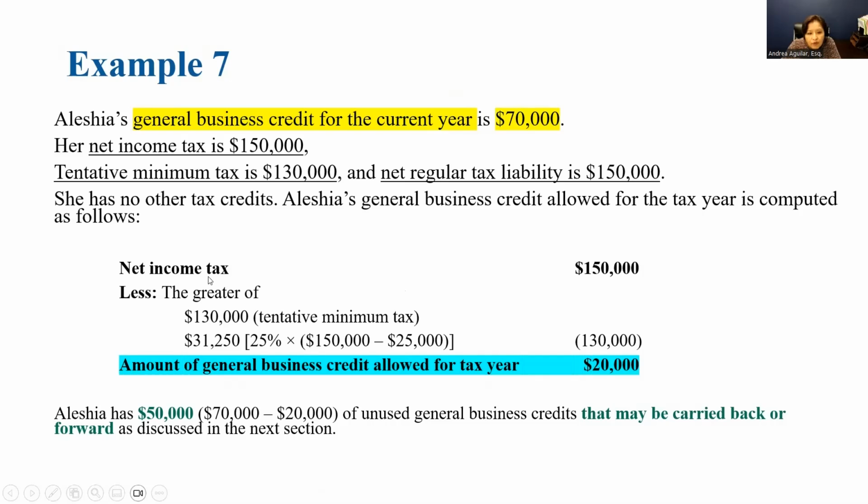$130,000. Okay, what would be my amount of general business credit allowed for the tax year? Well, it would be 150 minus 130. So that is the general business tax credit that Alessia will be able to claim in this tax year. So Alessia has $50,000 in general business credit that she will have to carry back or carry forward. She can carry this back for 1 year or carry forward for 20 years, okay? Because in this tax year, she will be able to claim only $20,000.